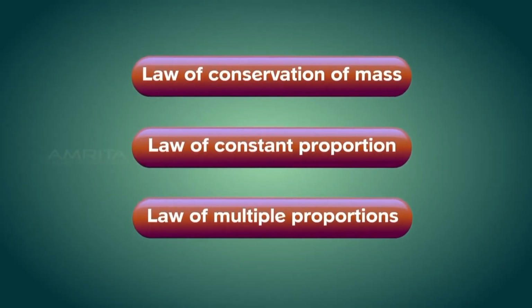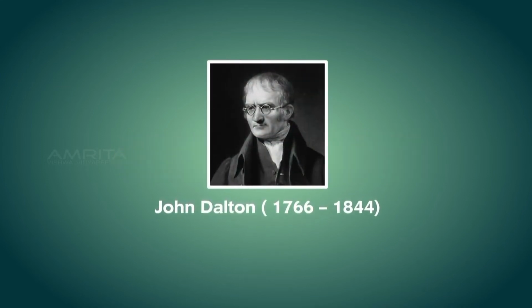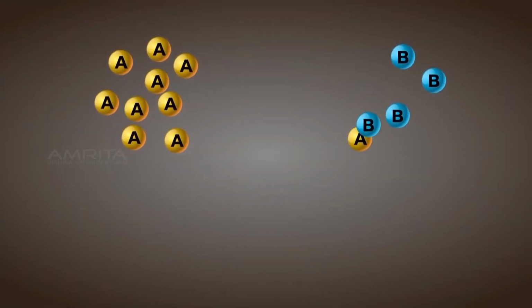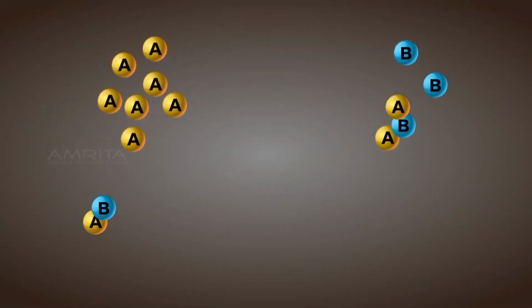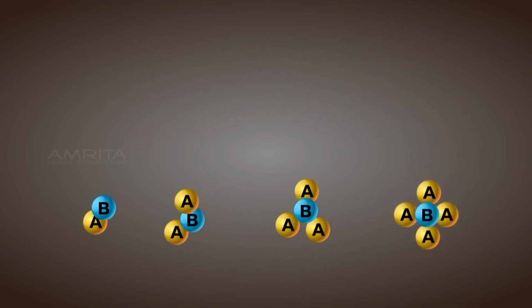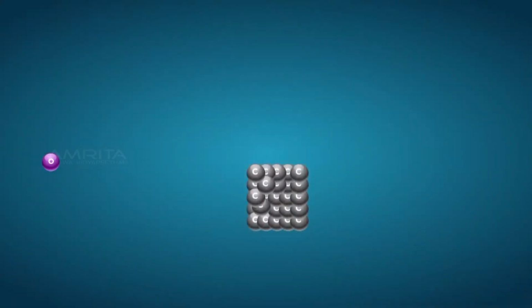We will now learn about the law of multiple proportions. This law was proposed by John Dalton around 1800. This law states that when 2 elements combine to form more than one compound, the different masses of one element that combine with the same mass of another element are in the ratio of simple whole numbers. Let's try to understand through an example. Carbon combines with high concentration of oxygen to form carbon dioxide and low concentration of oxygen to form carbon monoxide.